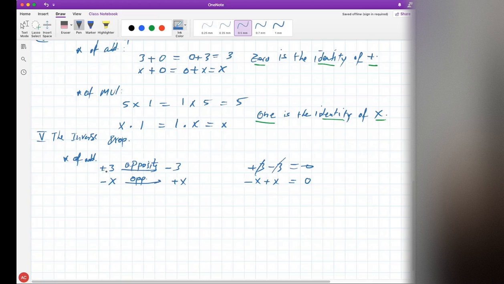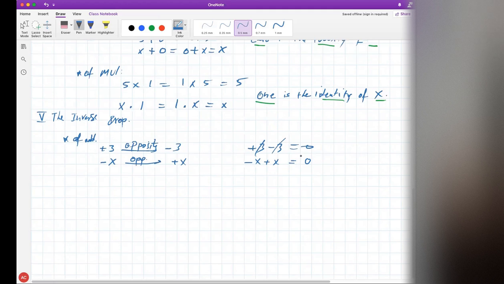So for any real number, whether decimal, fraction or whole number, there's always an opposite to it. And if you combine the two, they always cancel out and the result is 0. So that's what we call the inverse property of addition: we take a number and its opposite, and they cancel out. We have one for multiplication. It's a little different.